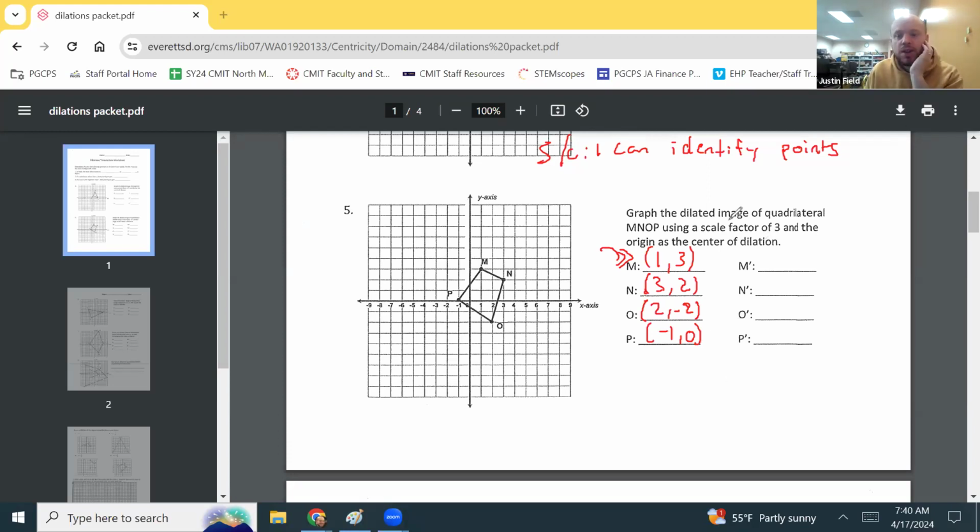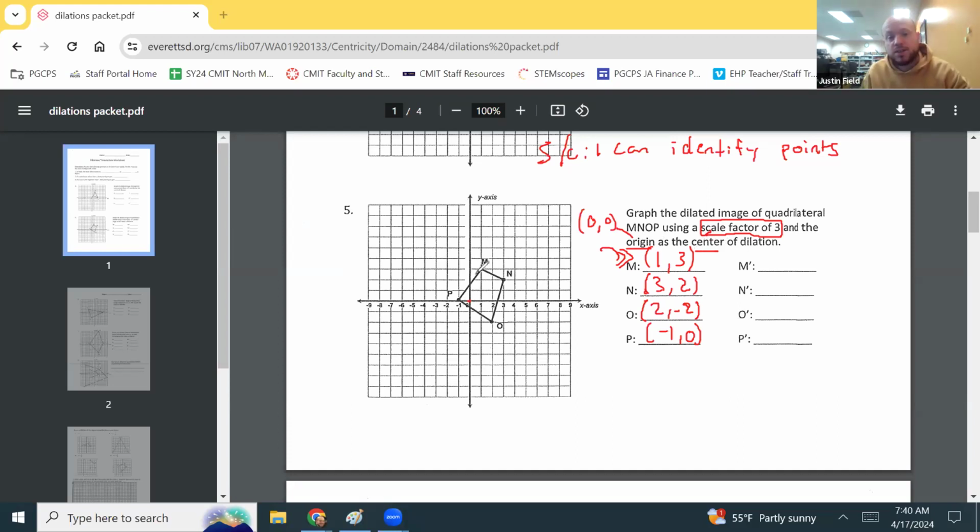But the other thing we need to do is identify the scale factor. If you remember, we drew a box around the scale factor. Then the other thing is the center. And the origin is our center. The origin is (0, 0). So it's right here. It's our center.